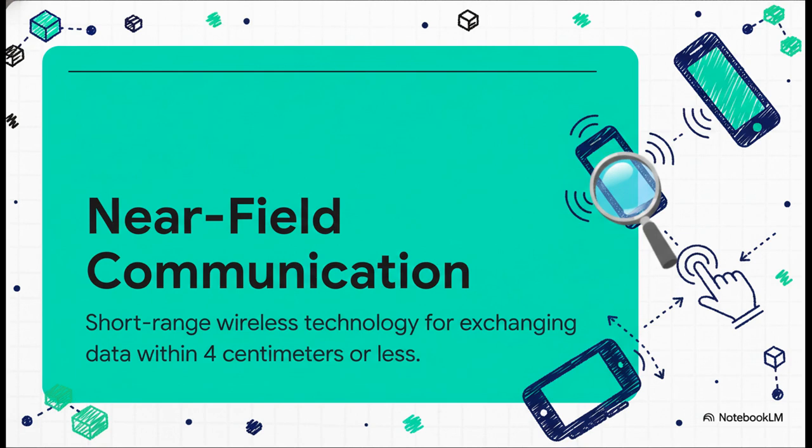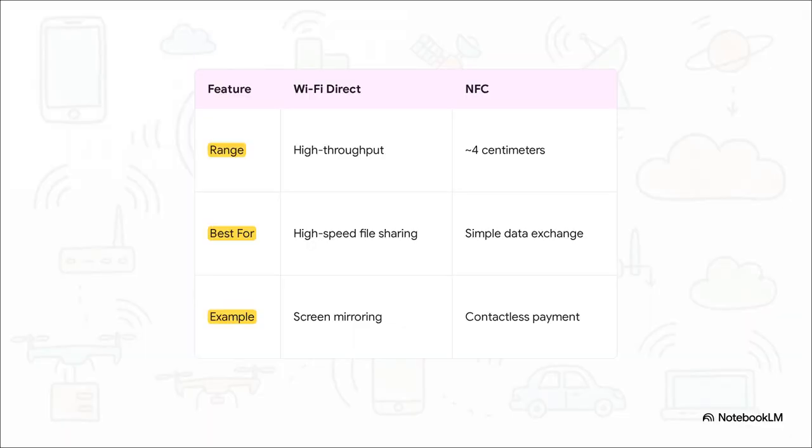We're talking centimeters. So this brings up a really crucial point. It's all about using the right tool for the right job, and this chart makes the difference crystal clear. Wi-Fi Direct has a long range, it's perfect for high-speed stuff. NFC, with its tiny 4-centimeter range, is built for quick, secure, and super simple actions, like tapping your phone to pay for coffee or using your transit card.